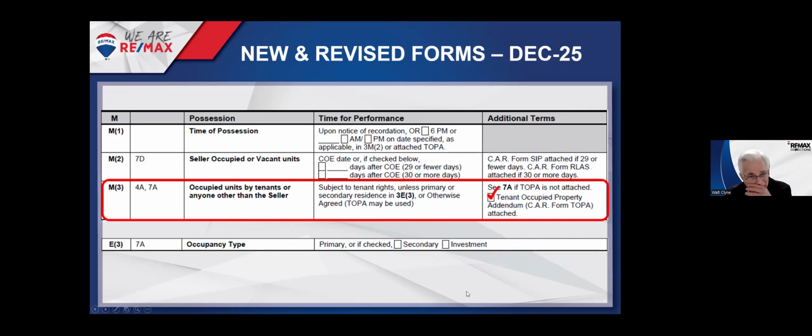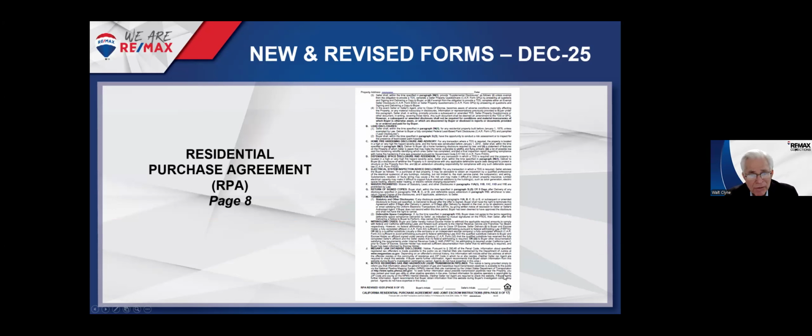All right, hope that's pretty straightforward. Call me if you have any questions. The summary is make sure you include a TOPA in your transactions when somebody's living in the house, an adult living in the house who is not on title.